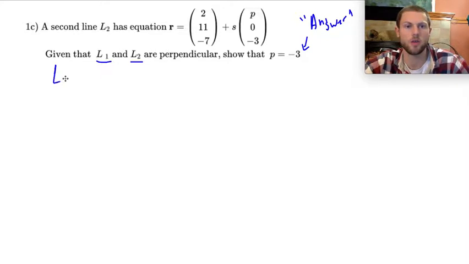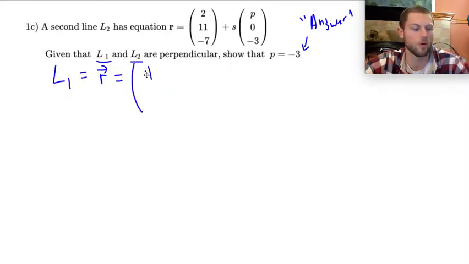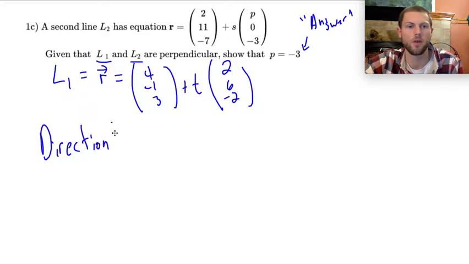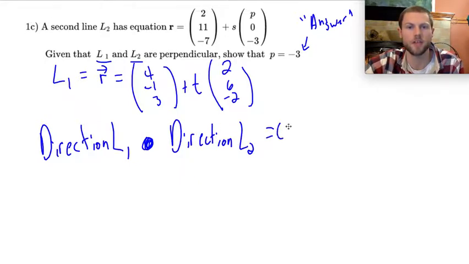So let's write down the equation for L1. L1 is the resultant vector r, which equals (4, -1, 3) plus some scalar t times the direction vector (2, 6, -2). If I know that these two are perpendicular, then I can take the direction vector of L1 and take the dot product of that with the direction vector of L2, and that should equal 0.